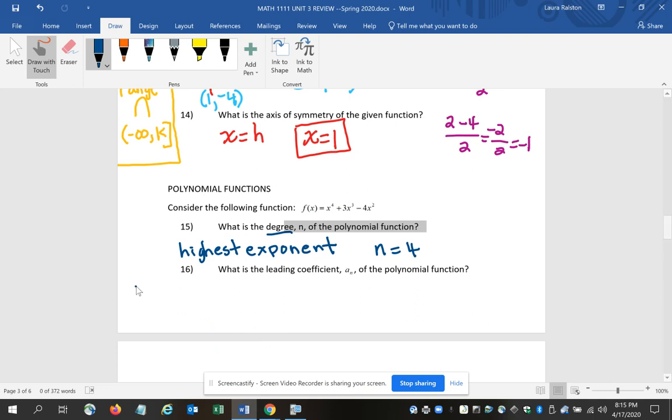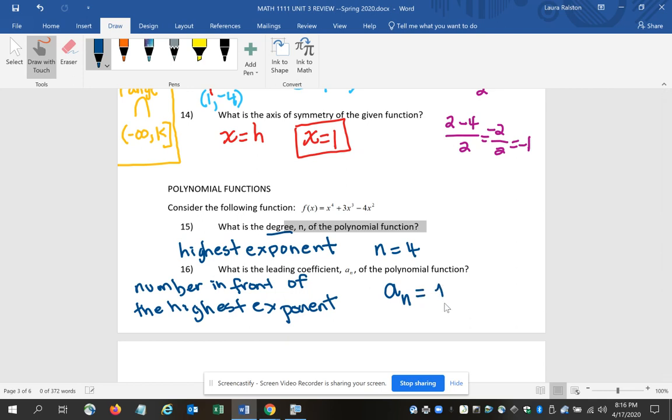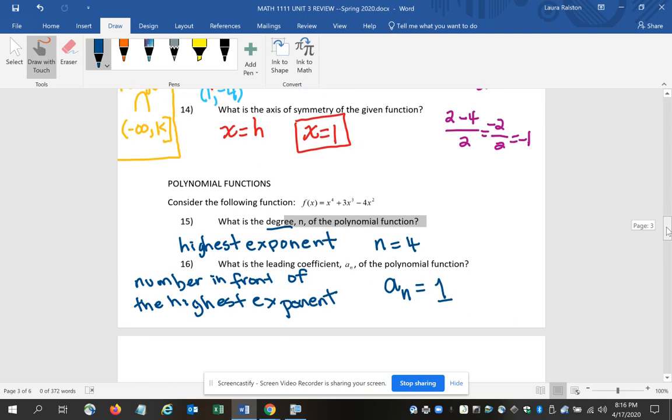The leading coefficient is the number in front of the highest exponent. And if I'm looking at this again, my highest exponent was 4. The coefficient or the number in front of that is an understood 1. So my leading coefficient would be positive 1. Really, those are definition questions, guys. The degree is always the highest exponent. The leading coefficient is the number in front of that highest exponent.